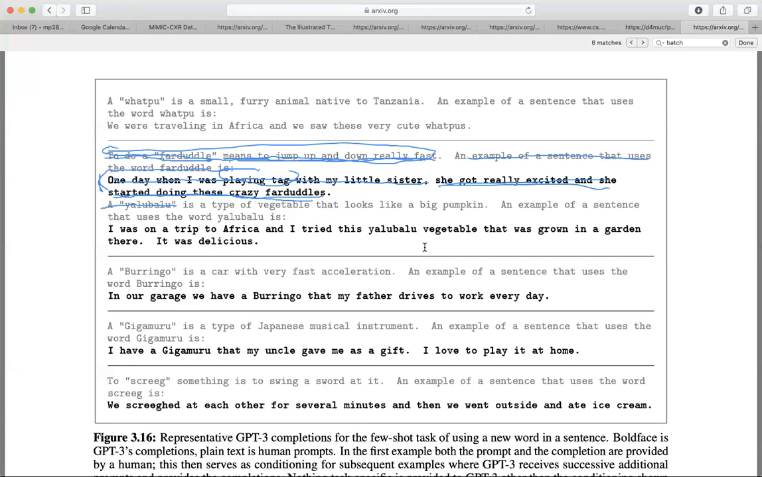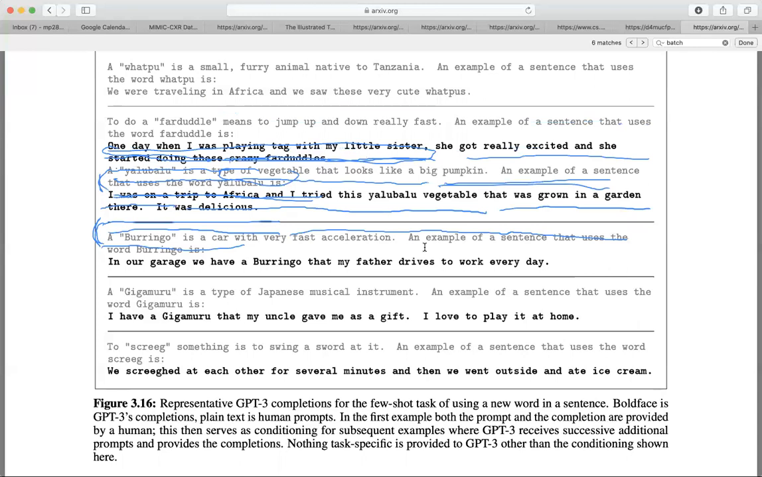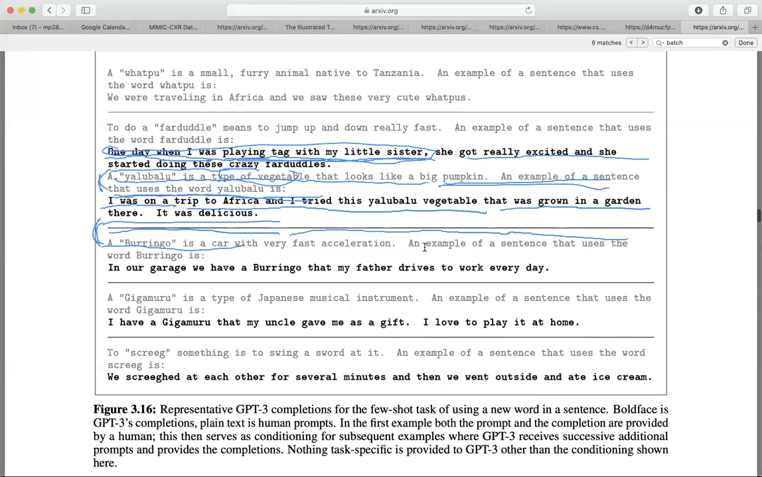Yalubalu is a type of vegetable that looks like a big pumpkin. An example of a sentence that uses the word yalubalu is, now this is a generated sentence from GPT-3: I was on a trip to Africa and I tried this yalubalu vegetable that was grown in the garden there. It was delicious.